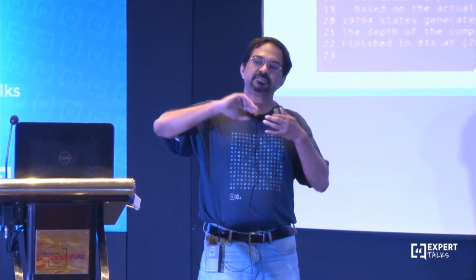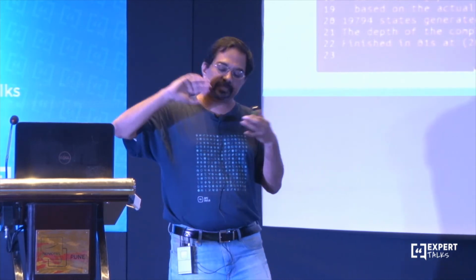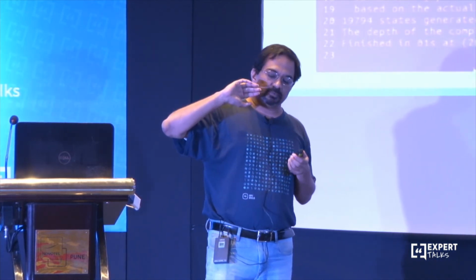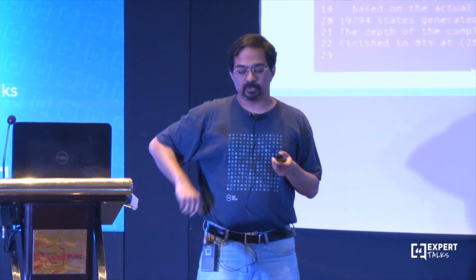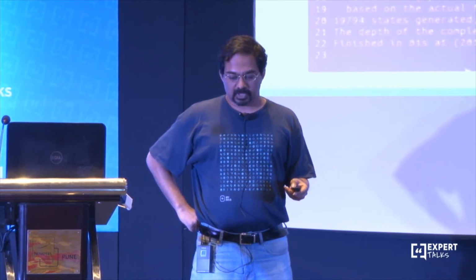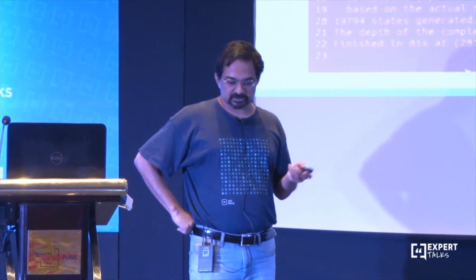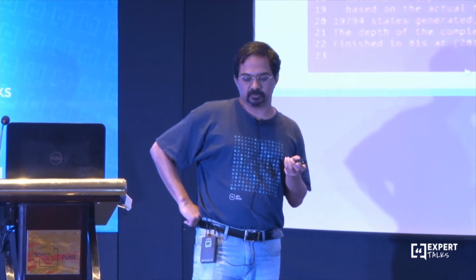It basically picked up all the combinations. It ensured that none of them are going to fail. And the depth of the complete graph search, the second last line from the bottom, it says the depth of the complete graph search is 27. So this is what they do.